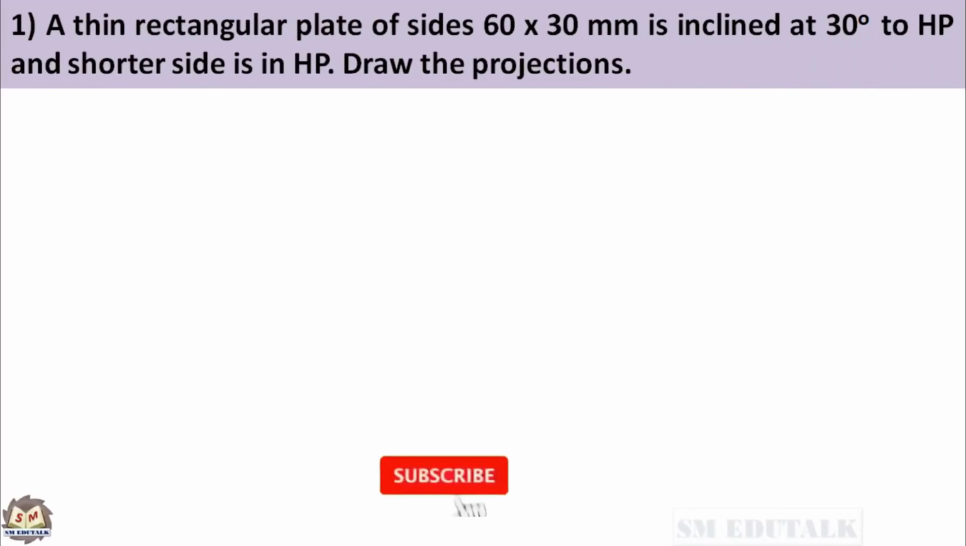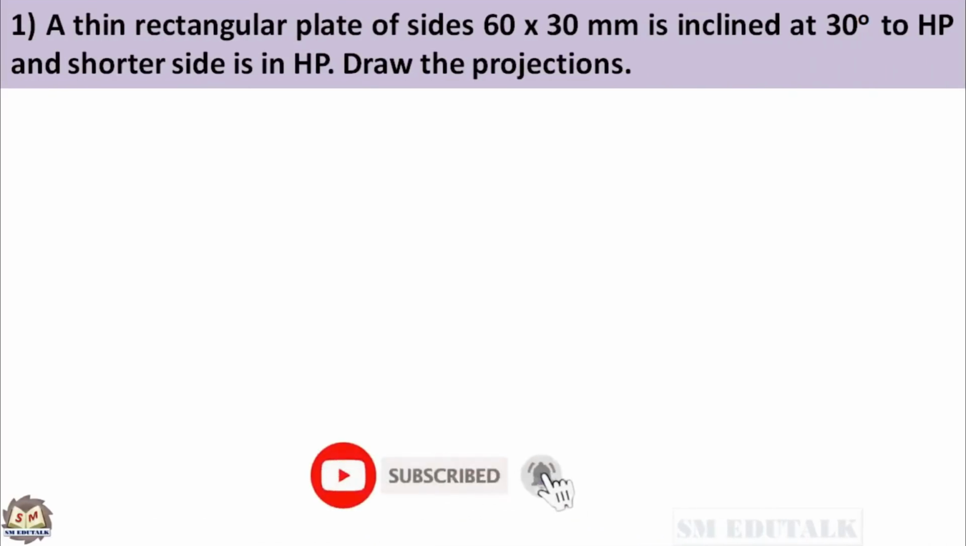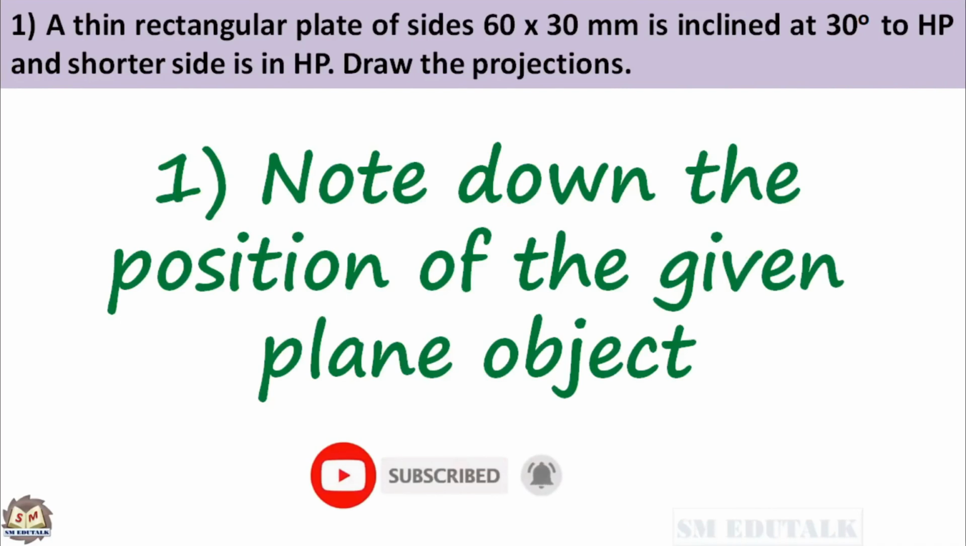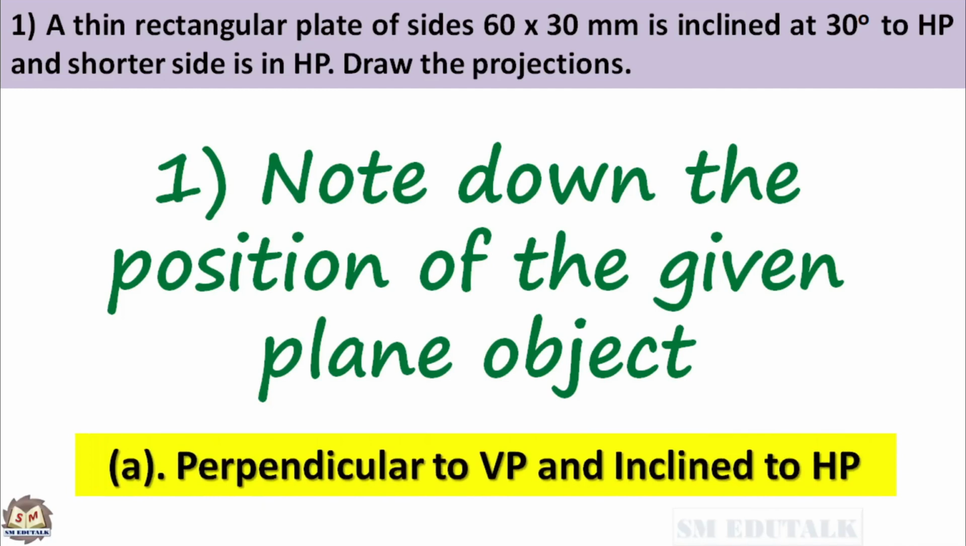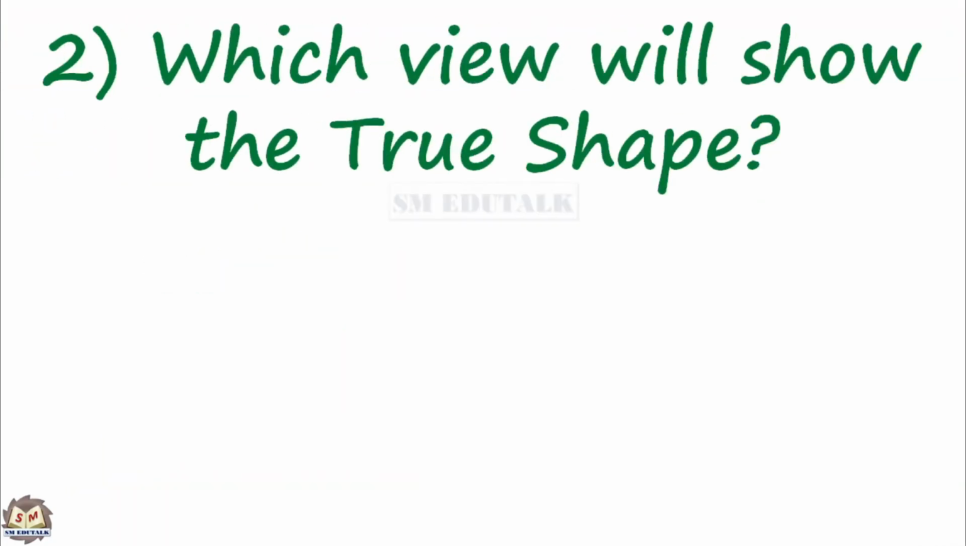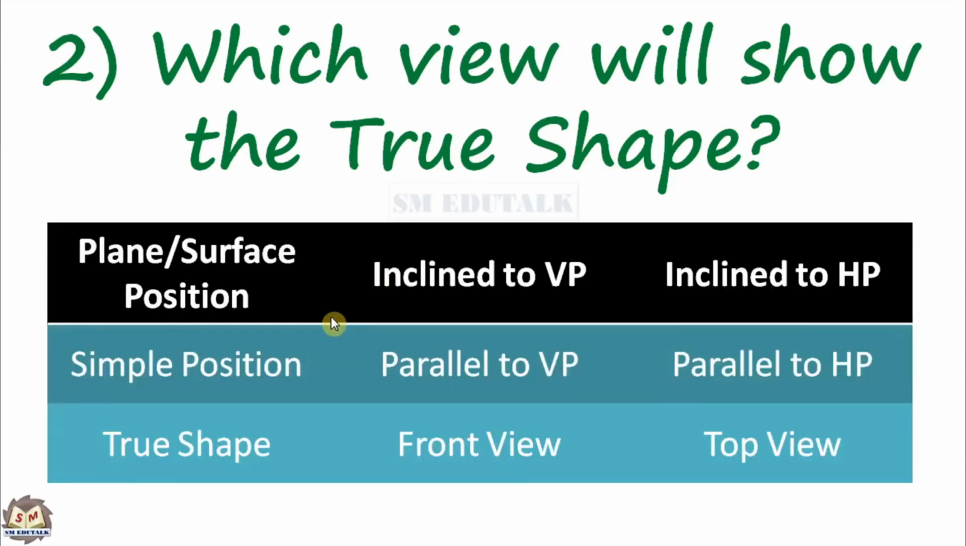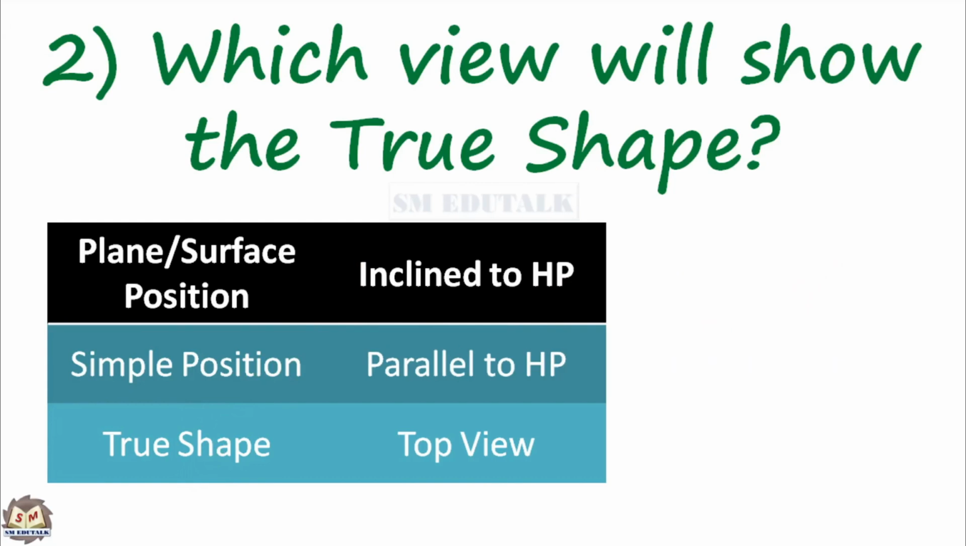So this is the given problem. To draw the projections of the given object, you have to note down the position of the object in the question. It is given as perpendicular to VP and inclined to HP. It is important to find the view that shows the true shape to draw the projections. This table shows the simple position and true shape position when the given plane object is inclined to VP and inclined to HP. The position of the rectangular plate is given as inclined to HP.